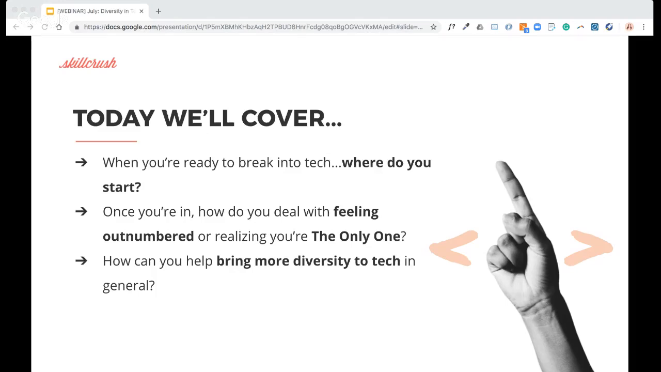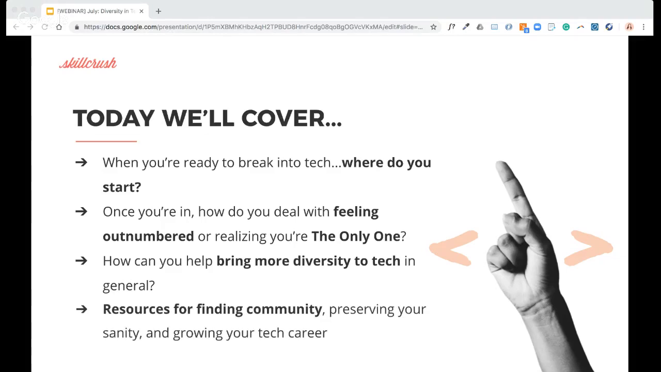So questions around mentorship, sponsorship, what kind of stands we can take, how we can be more involved in the conversation, how we can show up to the table, etc. And then finally, we are going to talk a little bit about resources for finding your community.